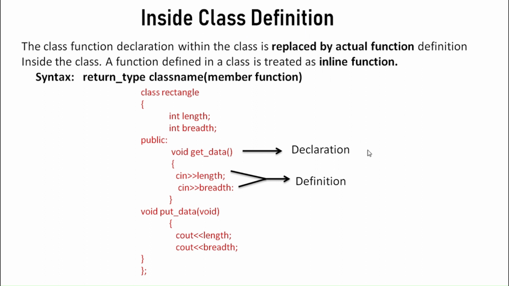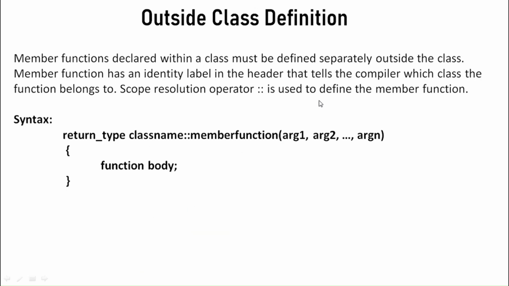Similarly, what is outside class definition? The definition which we define outside the class is called outside class definition. Simple. But there is a small change: here we will use the scope resolution operator, which tells the compiler which class this function belongs to. Now let's see how and where this scope resolution operator will be used.